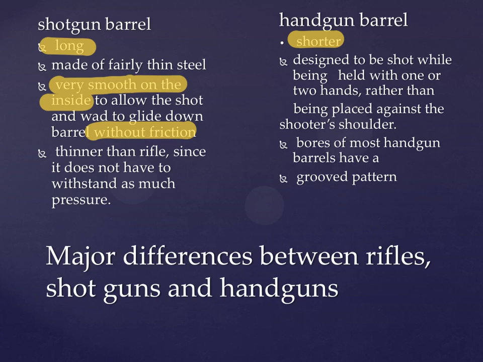Your handgun, on the other hand, is designed to be shot while being held with either one hand or two hands, as opposed to resting it against the shoulder of your shooter, sorry. With shotguns, you tend to see that they will brace the gun against their shoulder a whole lot. It has more of a grooved pattern on the inside of the barrel, so let's go ahead and highlight that. Okay, those inner bores, that diameter on the inside, tend to have a groove pattern, so lands and grooves, kind of like we mentioned before.